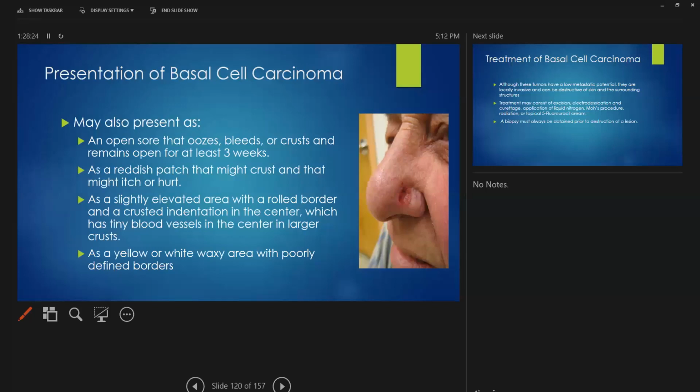So here's a presentation. Basal cell carcinoma. This guy's got a basal cell right here. Basically, it's an open sore that oozes and bleeds and crusts. It remains open for at least 3 weeks. It may be a reddish patch. It might crust and itch or hurt. Slightly elevated. It may have a rolled border, and it may have some tiny vessels in the center. Has a white or yellow-white waxy area with poorly defined borders.